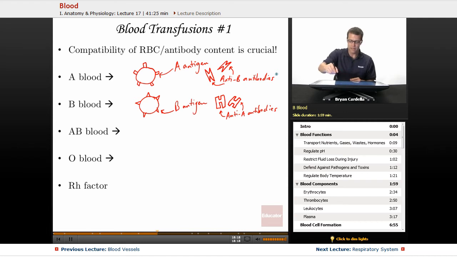So the problem with giving somebody who has A blood B blood from that other person is that in the person with A blood, they've got this floating around. They've got these and these. When you put this blood into their body, great. Now you've added red blood cells. That's what they were missing. That's what they need to stay alive.